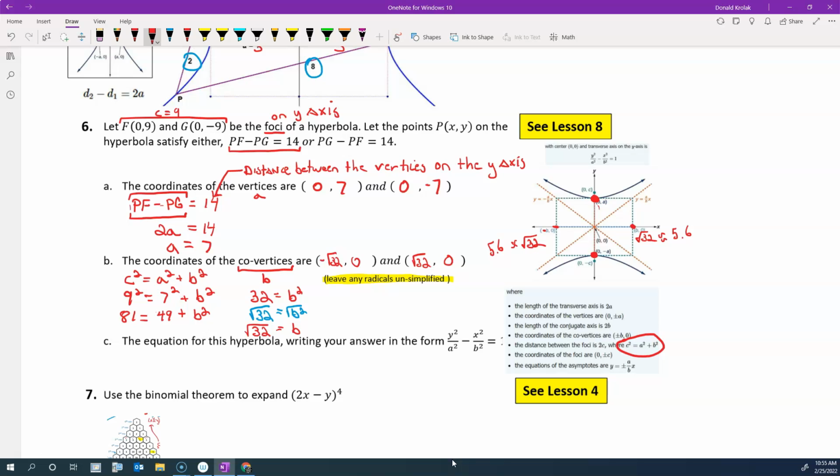Then you have to write out the hyperbola. Since this hyperbola has a transverse axis, the y is your transverse axis. The form that I use is y squared over a squared minus x squared over b squared. So that's simply y squared over a squared, a is 7, so a squared is 49, minus x squared over b squared. B is root 32, so b squared is 32. And there's your equation.